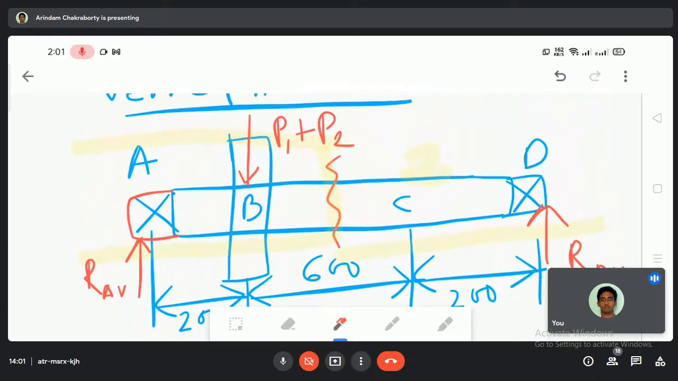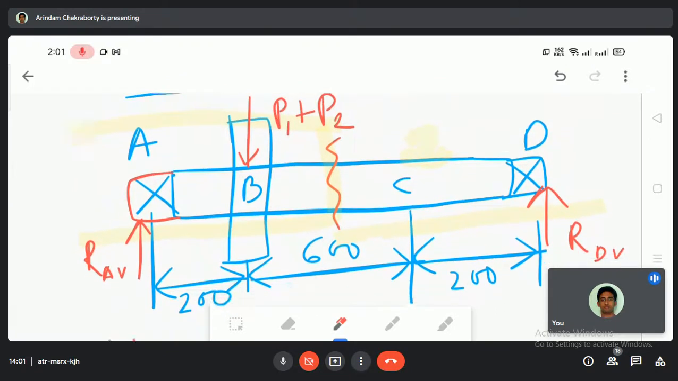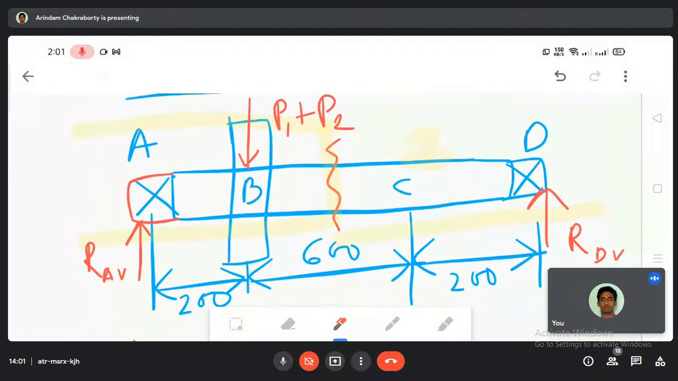So what happens is that we can find out the moment, and remember we have to see whether it's anti-clockwise or clockwise. Since it's clockwise, we can consider it as negative, like P1 and P2 is in clockwise, so we will consider it as negative.